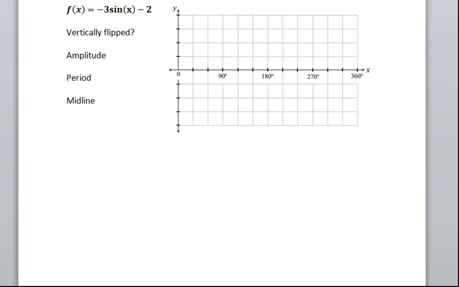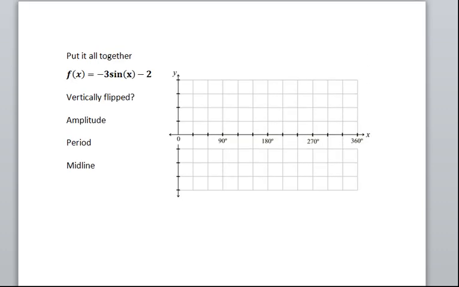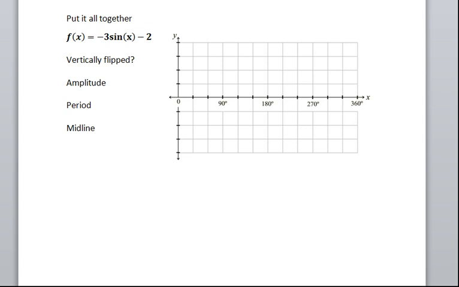Alright, so let's put it all together. So we're no longer going to use the terminology of vertical stretch or compression and vertical shift. We're going to talk about it using our trigonometric vocabulary. And so let's look at the function f of x equals -3 sine x minus 2. And is this thing vertically flipped? Yes, right? Because we have that -3. And our amplitude is 3. It's that 3. And the period, we always talk about period. That's 360 degrees by default. We haven't changed that at all. We'll talk about that in class. And then the midline is y equals -2.